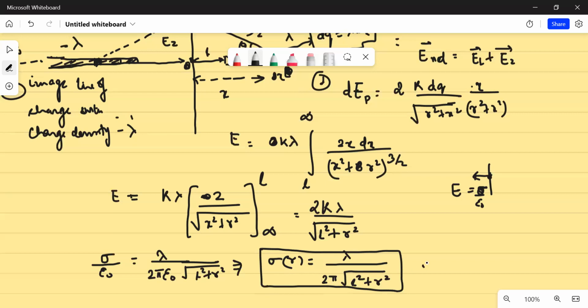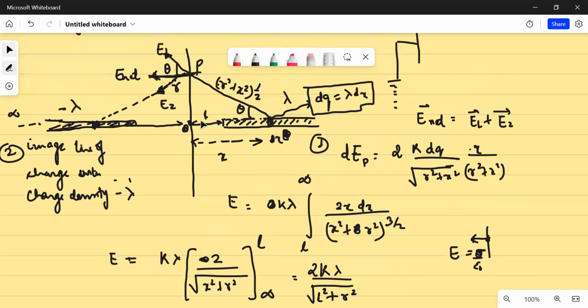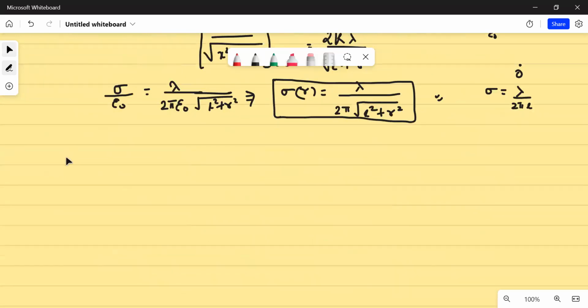So this will be your answer, and if you remember, at O the induced surface charge density was coming out as lambda upon 2 pi L. And that is very clear. You can see that if I place r equal to 0, you will get that. So this was the question that I was doing in the previous lecture.